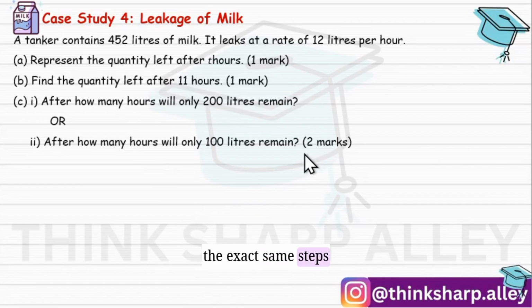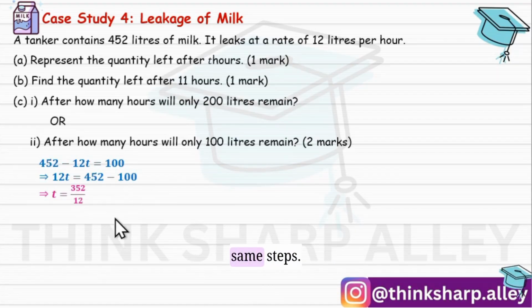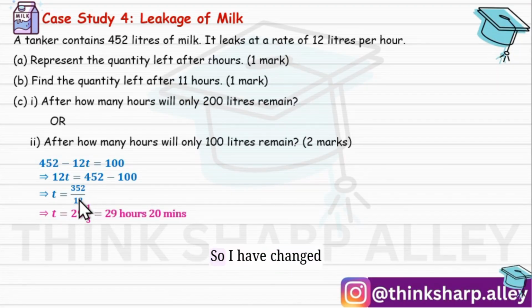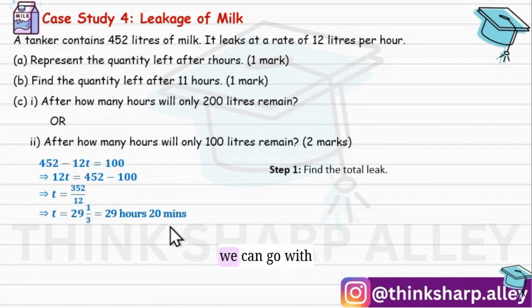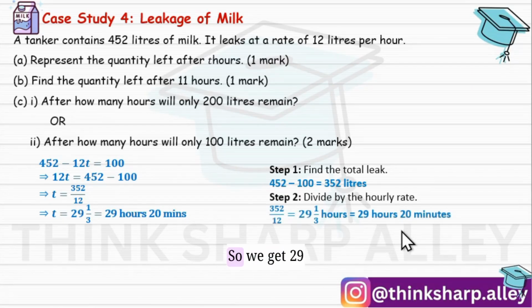We do the exact same steps but with 100 now. So 452 minus 12T equals 100 and we'll calculate T from here in the same steps. Again, the division was not possible completely. So I've changed it into mixed fraction. It's easy to change 1 by 3 into minutes then. Just multiply by 60. So 29 hours, 20 minutes. Obviously, we can go with the alternate method also. You can find out the total leak, initial minus final, that is 352 liters. And we divide then by the hourly rate. So we get 29 hours, 20 minutes.